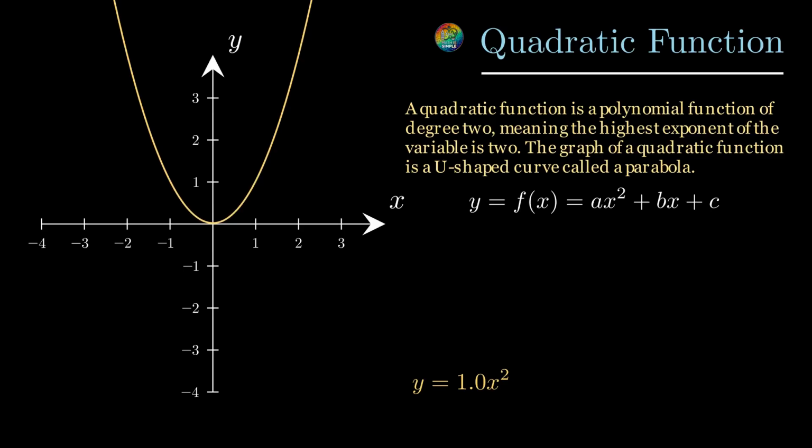Now let's focus on the graph on the left. We're going to explore how the graph changes as the coefficients a, b, and c change.